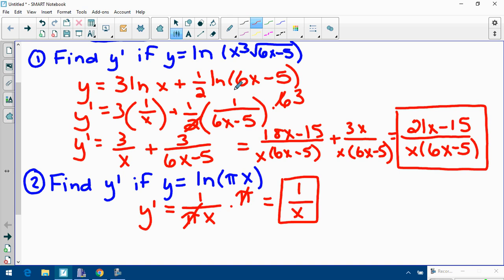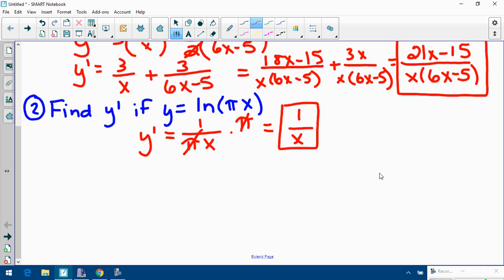You could have also split that up like we did the first one, ln of pi plus ln of x, but ln of pi is a constant, so that derivative would have been 0. Derivative of ln of x is 1 over x. We would have gotten the same thing. Okay, so that's those two.